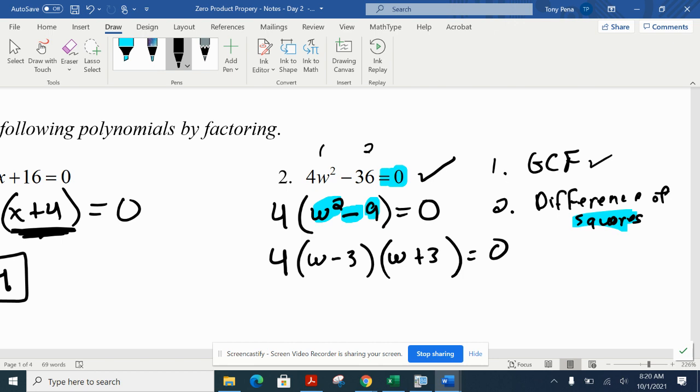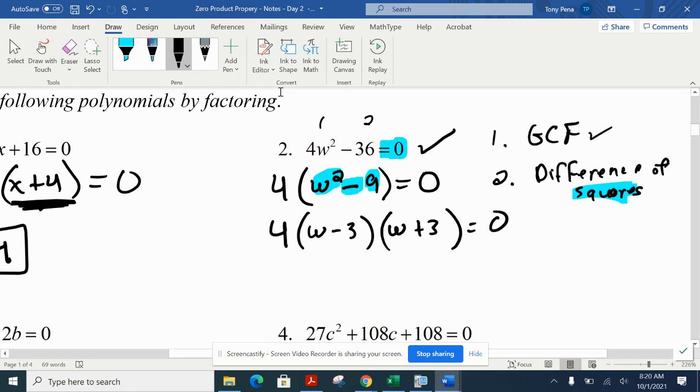Write down your answers, because now we still go to this last step, and we ultimately want to say w equals this, whatever those solutions are going to be.